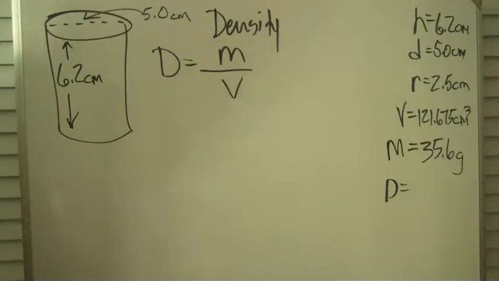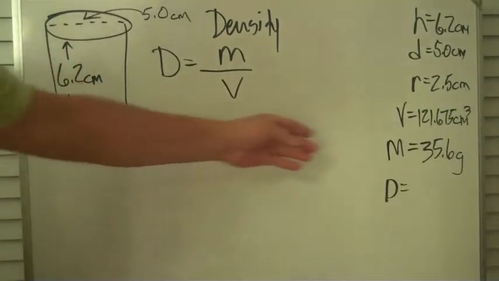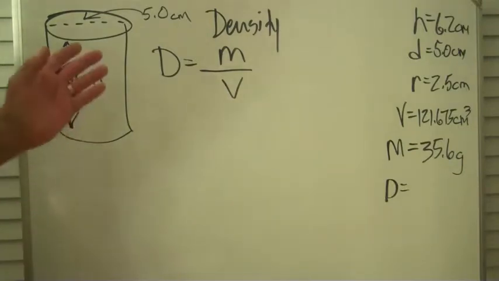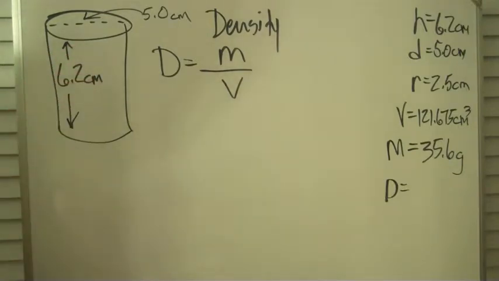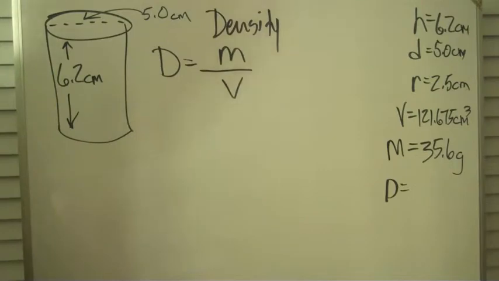And so now the mass of this cylinder I'm giving to you. We would have measured this on the balance, and it's determined to be 35.6 grams. And so we begin the density formula framework by writing the density formula. D equals m over v, where d is density, m is mass, and v is volume.